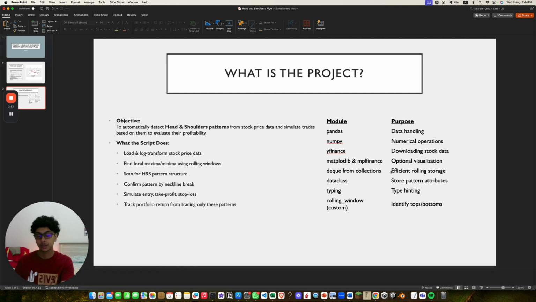Then deque from collections, which is efficient rolling storage, the dataclass module to store pattern attributes, and typing for type hinting. And then rolling window is just a module that I coded to identify tops and bottoms.